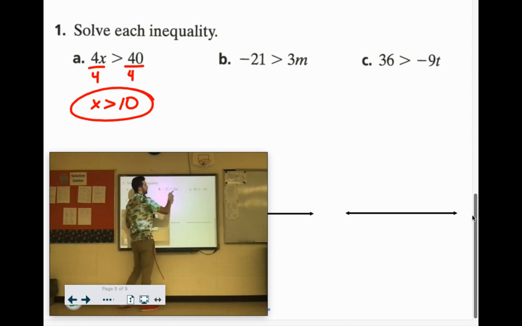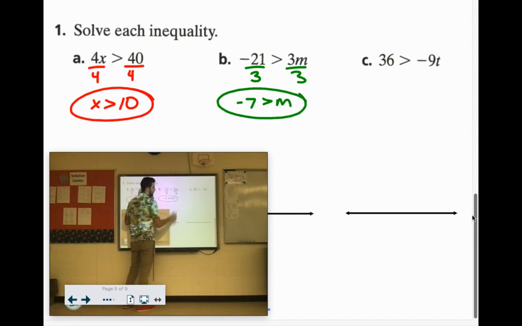Negative 21 is greater than 3m. Now we have to divide by 3. And here's where it can get a little dicey. Did we divide both sides by a negative? No. So even though 21 is negative, we divided both sides by a positive, which means we don't flip the sign. So it'll just be negative 7 is greater than m. We'll graph it in a minute.